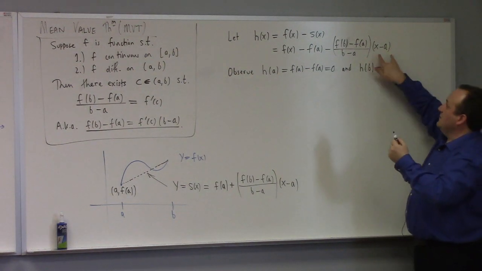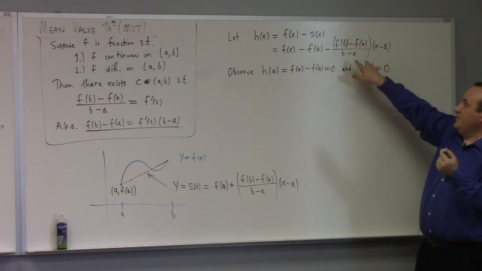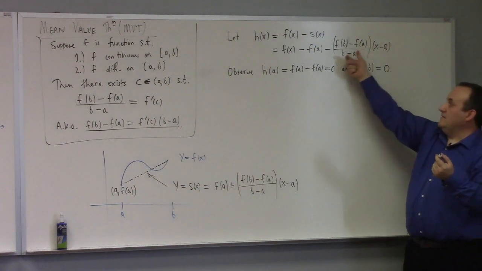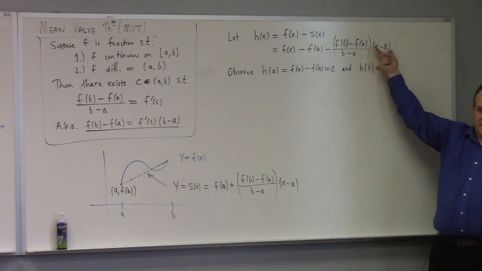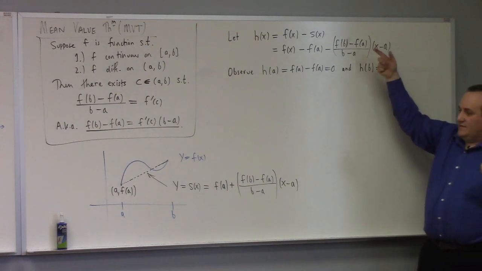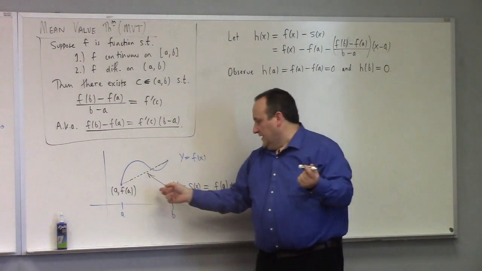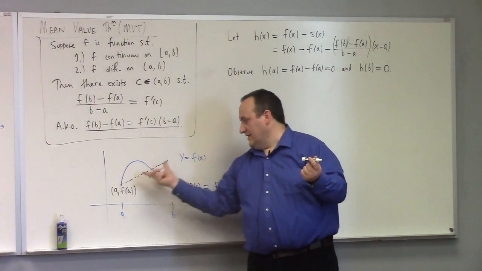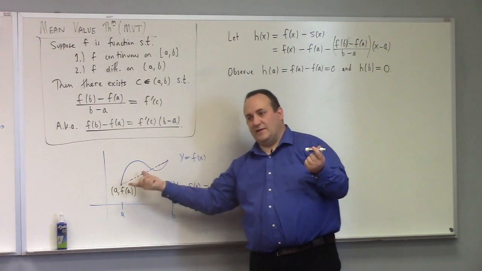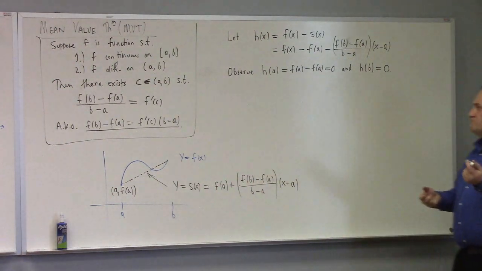When you plug b in, you get a b minus a, and you get a b minus a, they cancel, and you get f of b minus f of a minus f of b minus f of a, which gives you 0. It's manifest from the picture that f of x minus s of x is equal to 0 because they have coterminal beginning and ending points, right? They start and end at the same point. Great.